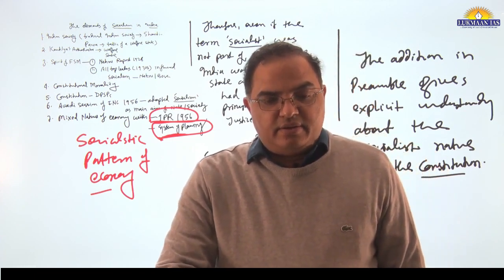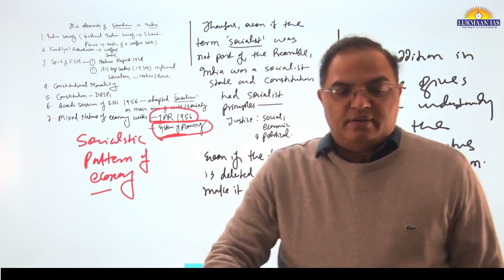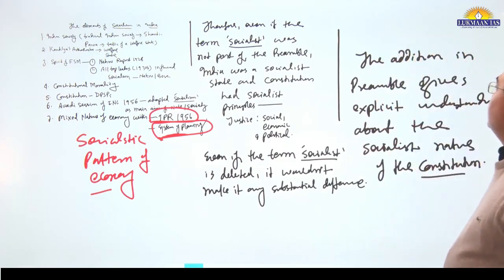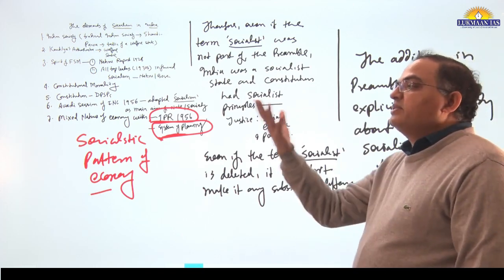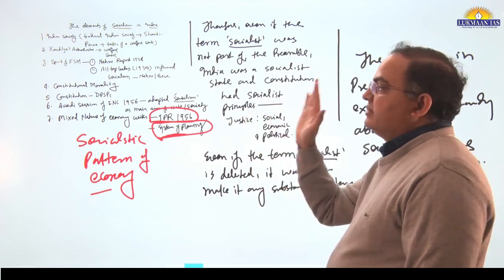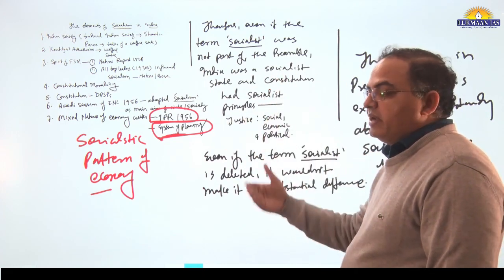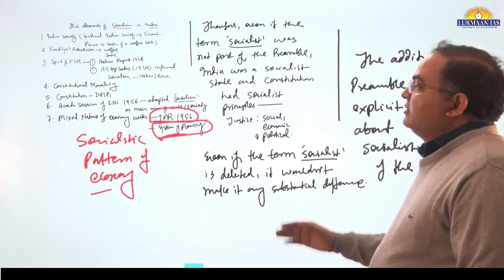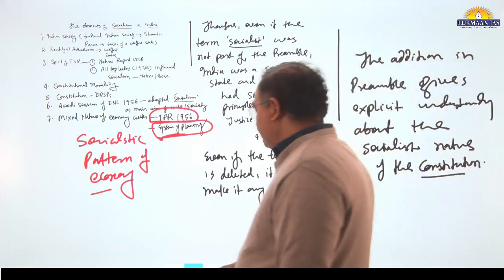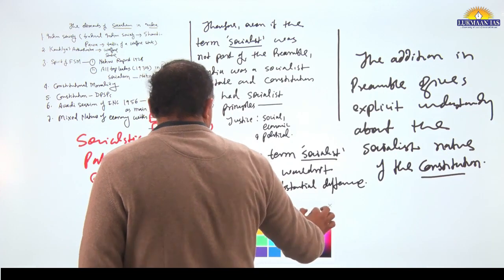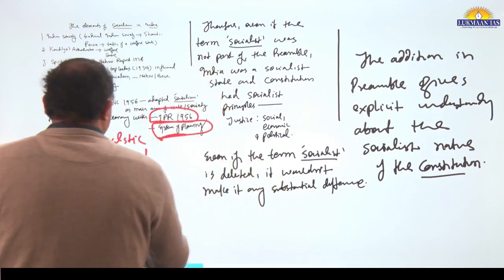Sir, explicit word, sir. After explicit, the addition in the preamble gives explicit understanding about the socialist nature of the constitution. Explicit means now it is very obvious, it is very clear, it appears in appearance also, rather than being, let's say, imbibed and inherent. They give the inherent aspect. So the constitution inherently is socialist, we can say that.